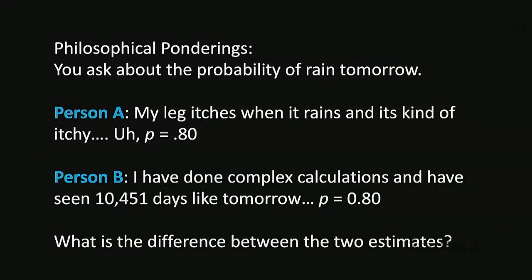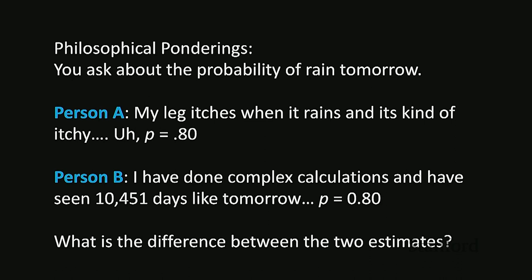So I presented one problem for you guys, how do you choose your YouTube video, but there's lots of problems that we don't have a good fundamental perspective on, which we're going to get today. And here's another issue. Here are two different people who give you a probability of 0.8 for whether or not it's going to rain tomorrow. One person just says, I don't know, my leg itches when it rains, so I'm going to say there's an 80% chance it rains tomorrow. And somebody else says, I've done some hardcore calculations, I've seen a whole bunch of information in the past, and based on that, I have a probability of 0.8 tomorrow.